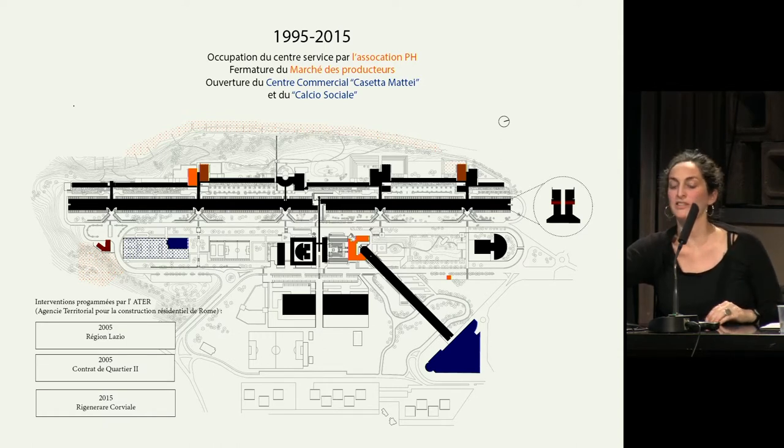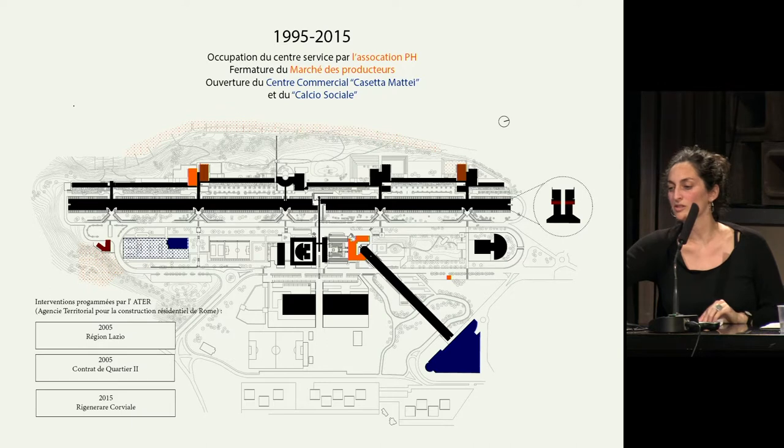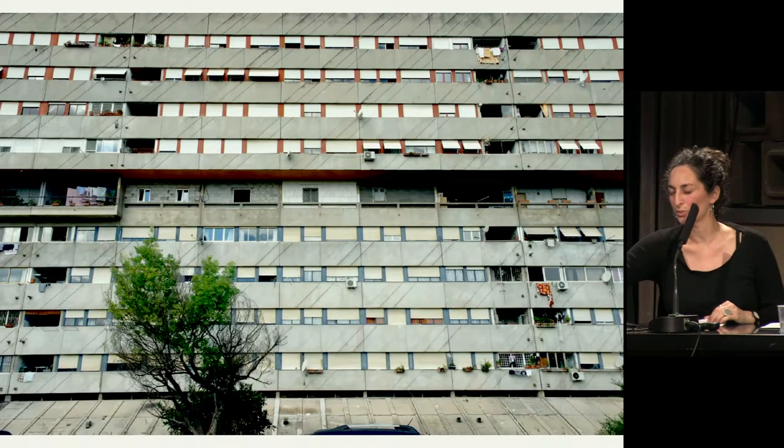First, in 2005, two projects to refurbish the building, one for the fourth floor, which had been transformed from an empty floor into a residential space with 25 families who completely redefined the space to make it a living space. And then the famous Regionale Corviale, the project that we talked about earlier.